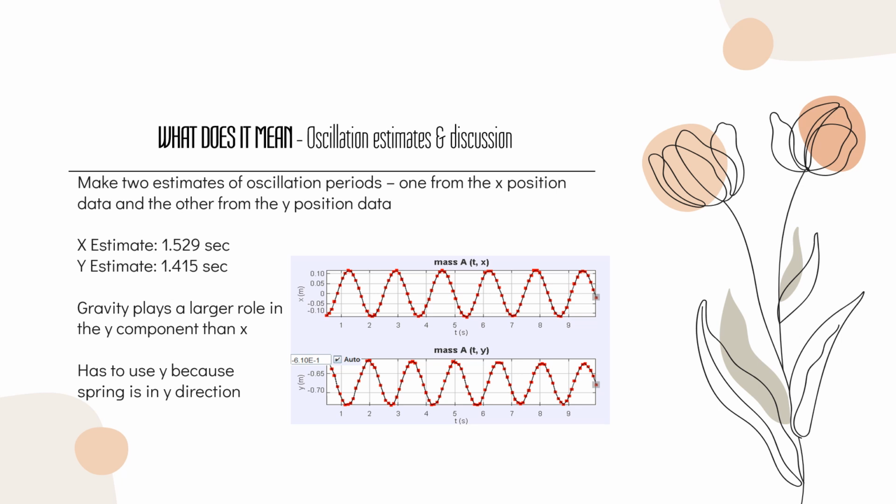So for the oscillation estimates, I found that the x estimate was 1.529 seconds and the y estimate was 1.415 seconds. To find these two estimations of the oscillation periods, I found the amount of time it took for 3 different oscillation periods and divided it by 3 because we were trying to find a good average. And then we found that gravity actually plays a larger role in the y component than x, and y should be used when looking at this oscillation estimate because the spring is actually moving in the y direction, so we'll have more effect.